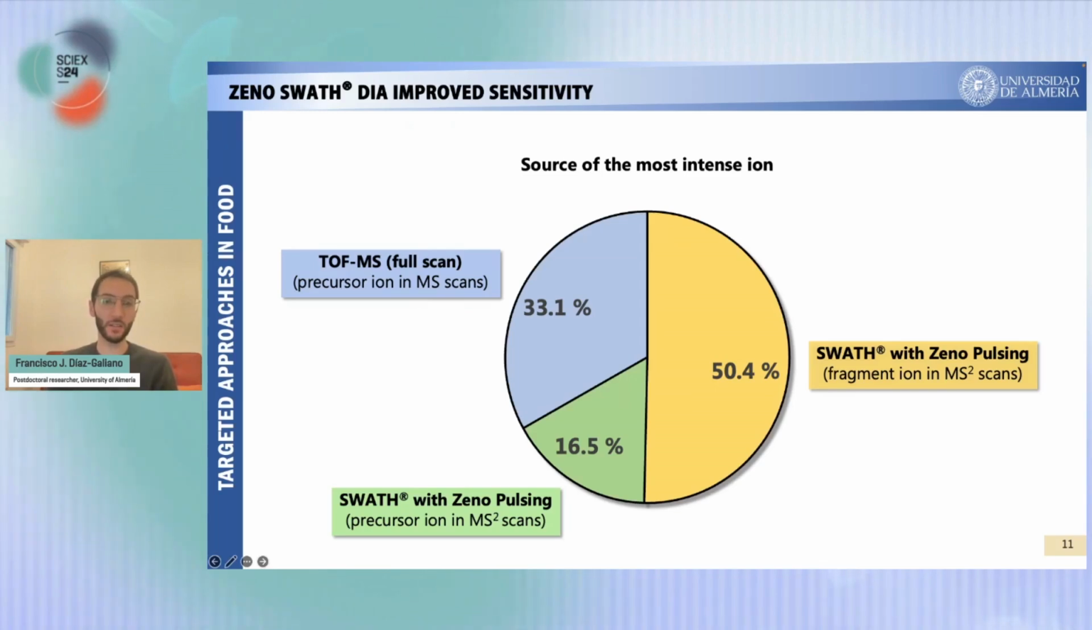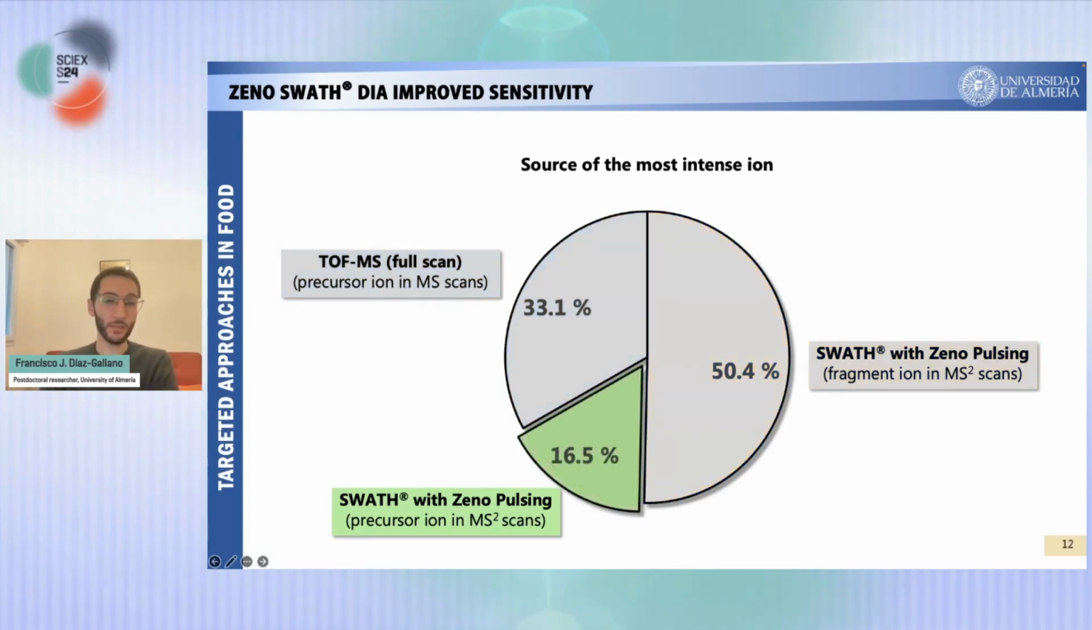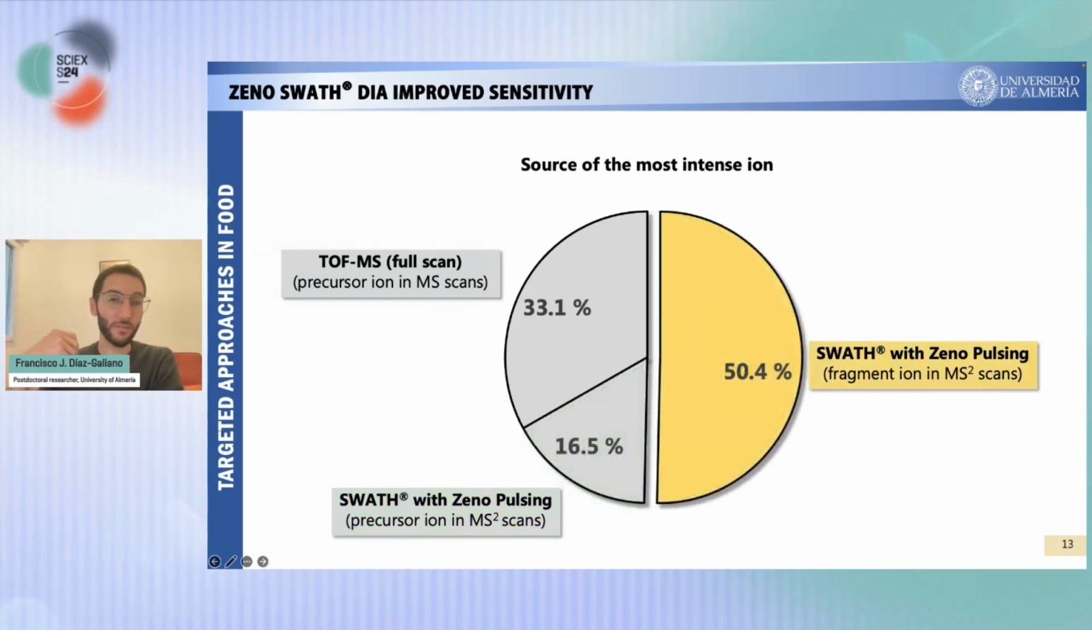However, another way in which the increased sensitivity becomes apparent is when looking at the source of the most intense ion for any given compound. So we manually checked which one it was. In the case of the precursor ion, for 1 in 6 compounds, the precursor ion in the MS2 SWATH experiment was more intense than in the actual MS1 full scan experiment. Moreover, for more than 50% of all pesticides, the most intense ion was not found in the full scan method, the precursor ion, but rather it was a fragment ion found in the SWATH experiment.